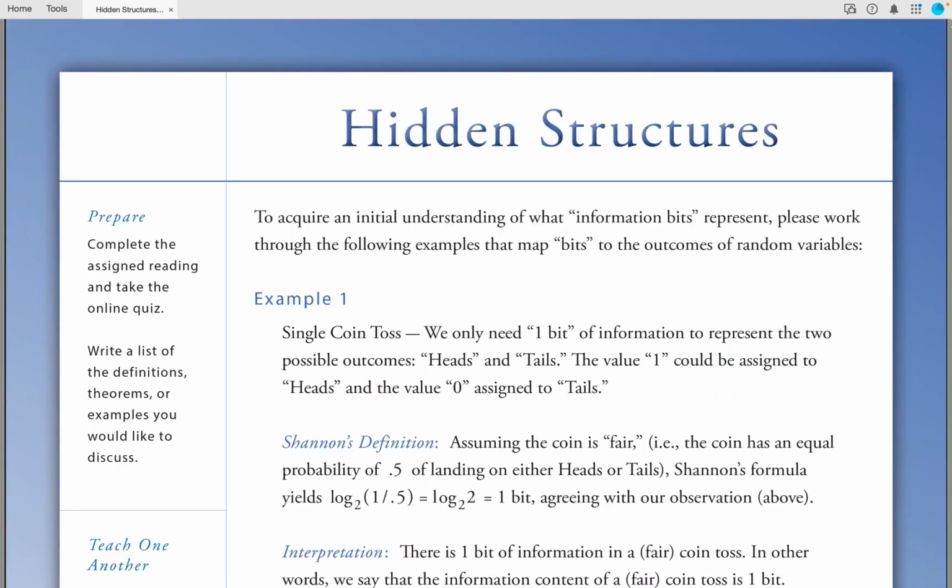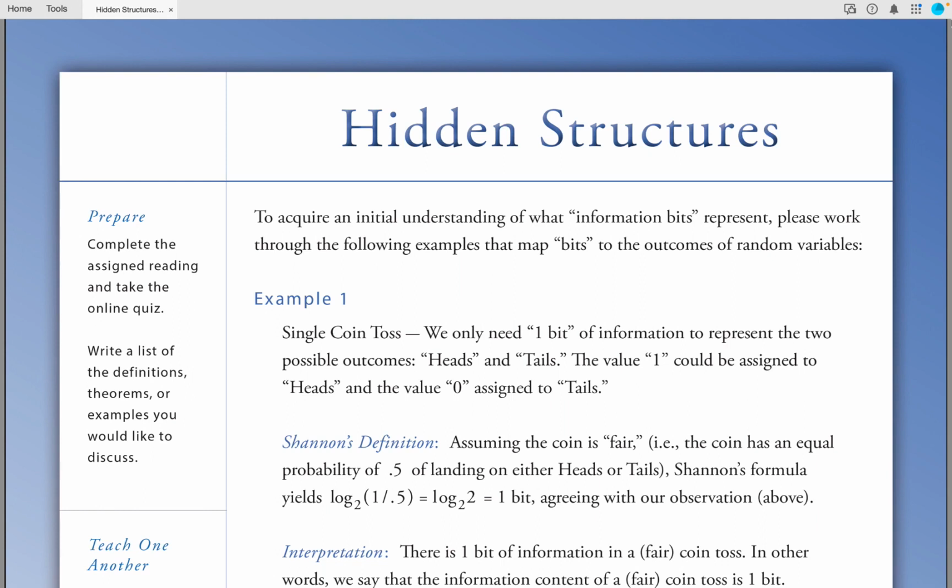To acquire an initial understanding of what information bits represent, please work through the following examples that map bits to the outcomes of a random variable. Example 1. Single coin toss. We only need one bit of information to represent the two possible outcomes of heads and tails. The value 1 could be assigned to heads, and the value 0 could be assigned to tails.